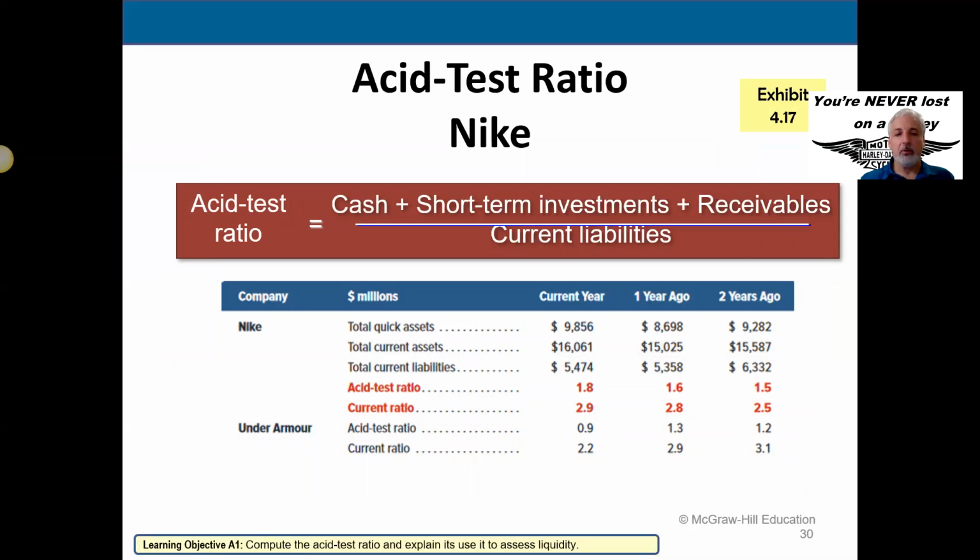Acid test ratio, we're looking at Under Armour, 3 years. We're looking at Nike for 3 years. You said current ratio is higher, 2.9, 2.8, 2.5, 1.8, 1.6, 1.5. Acid test was under 1. No big deal, current year. They actually had a loss last year. Under Armour doesn't always have profits. 2.2, 2.9. So their liquidity is going down, where liquidity for Nike is going up. So they're better able to pay off their current liabilities using current assets.